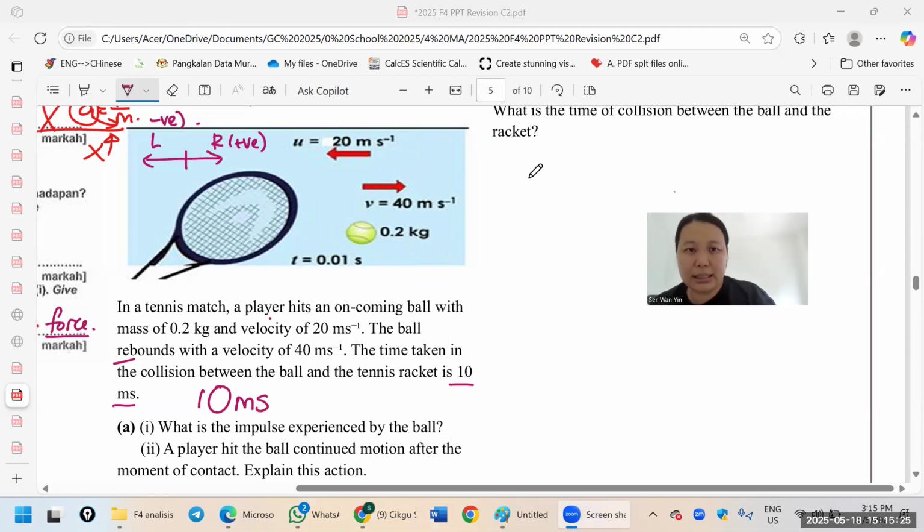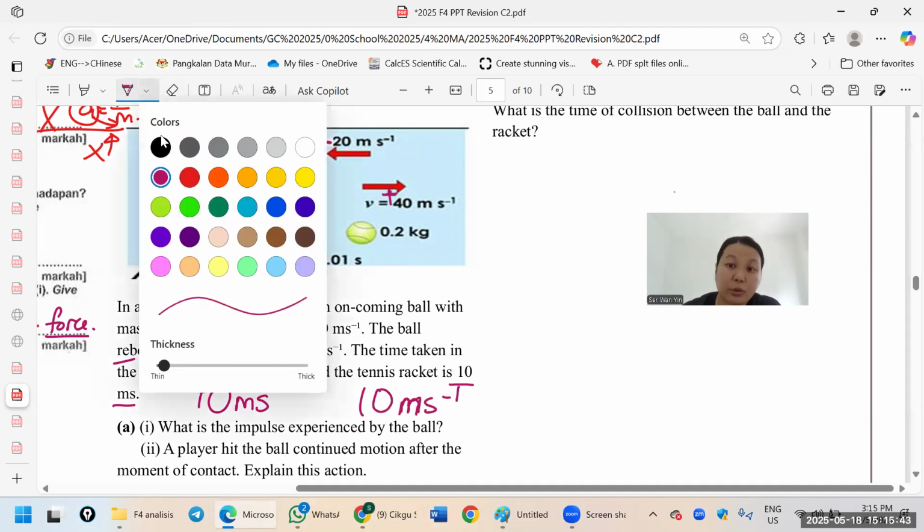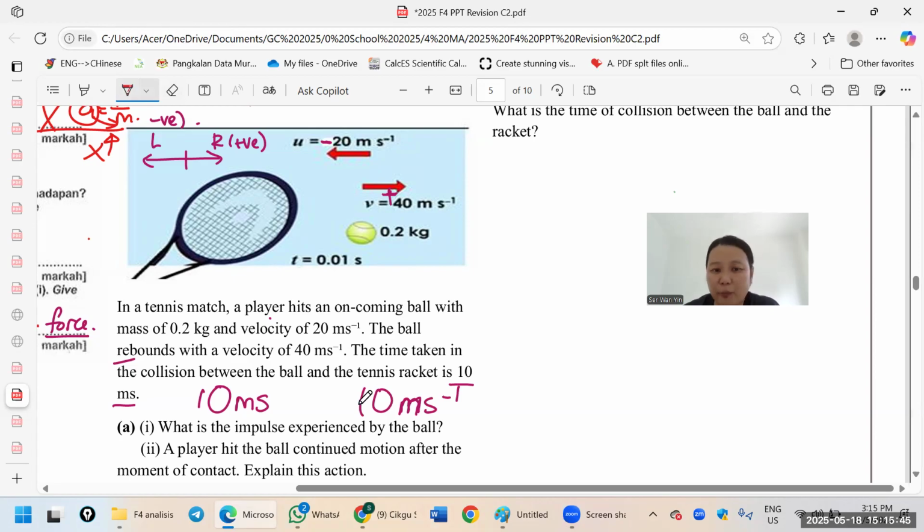Shayna, yes. So Shayna said I should write here positive 40, here negative 20, correct? But what is 10 ms? Should I do this 10 ms negative 1? That's the question. So actually, no, this one is correct. 10 ms is actually the time taken.